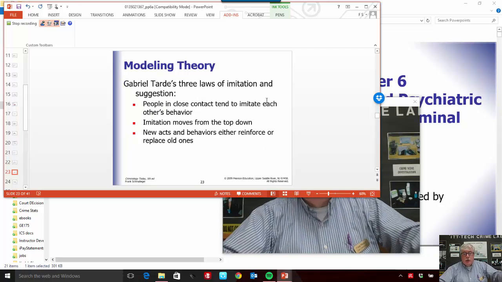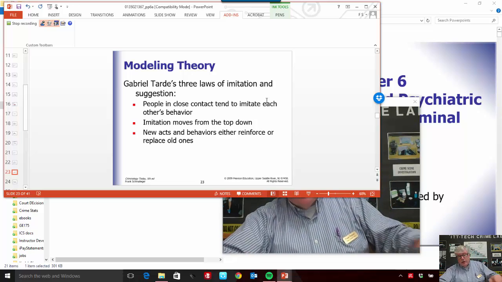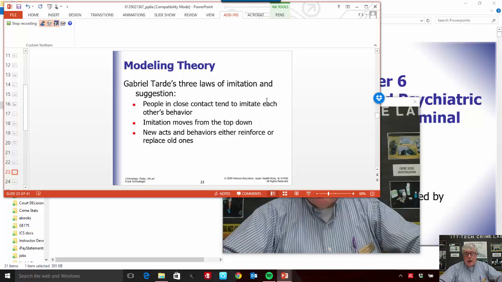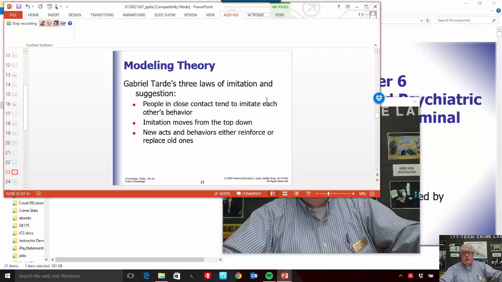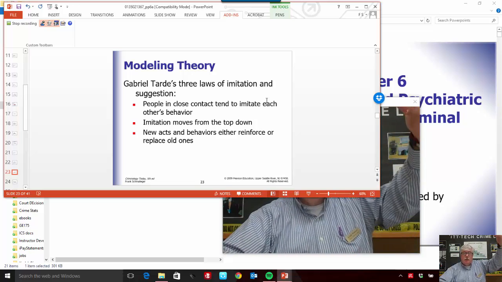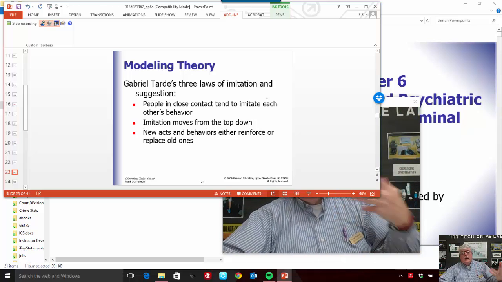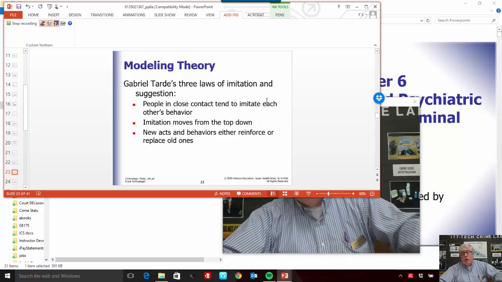Gabriel Tarde, pay close attention here. We have two guys, Tarde and Bandura, who are the subject of your homework assignment. You're going to need to compare the theories of these two people and answer a few questions as well. So Tarde has three laws with regard to imitation and suggestion. People in close contact imitate each other's behavior. Imitation moves from the top down, so you're more likely to imitate somebody who's at a higher level than you. And when we behave, the new acts of behavior are either going to reinforce, make those more powerful, or replace our old types of behavior.